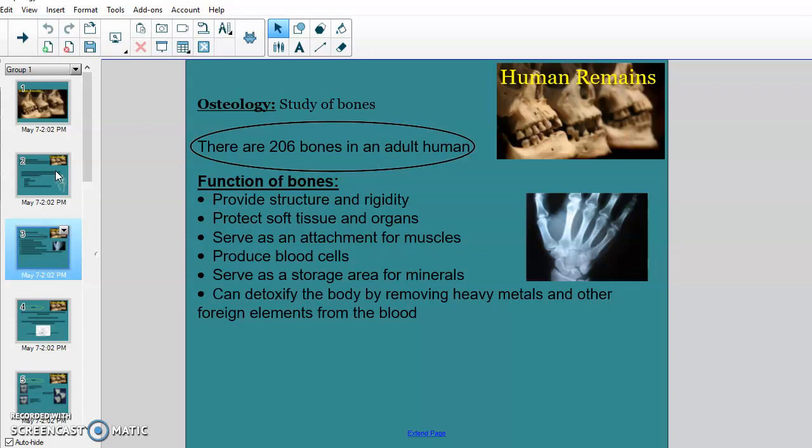It produces your blood cells. It serves as a storage area for minerals. And it can detox the body by removing heavy metals and other foreign elements. So if you were to be intaking a lot of iron or lead or something like that, it's going to get stored in your bones. It's how your body detoxes or tries to get rid of it, is it stores it in your bones.